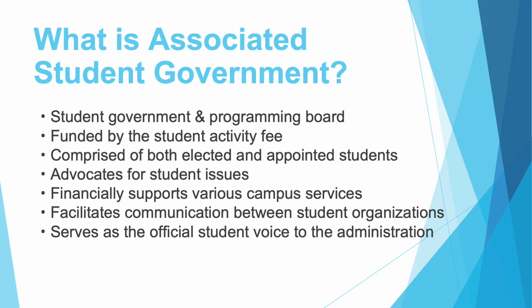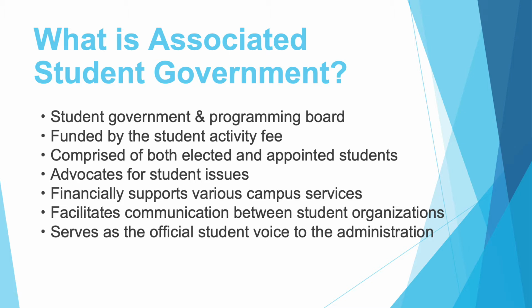Alright, so what am I even talking about here? You might be asking yourself, what even is the Associated Student Government? Well, that's why I'm here. ASG is essentially the student representative community on campus. It's made up of two main parts, the student government and our programming board, known as TPB.